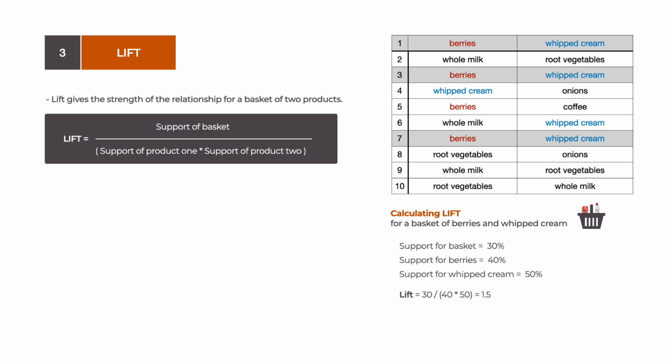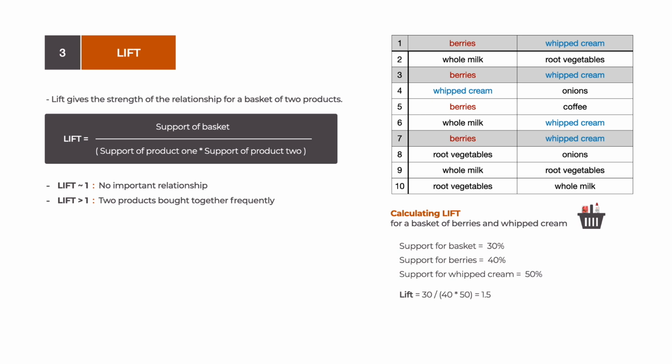Note that lift is not calculated as a percentage, but rather as a decimal number. So what does this mean? A lift value close to 1 means there is no important relationship between the two items in the basket, whereas a lift value greater than 1 indicates a strong relationship between the items in the basket. That is, those two products are frequently bought together and there is a strong chance of that happening.